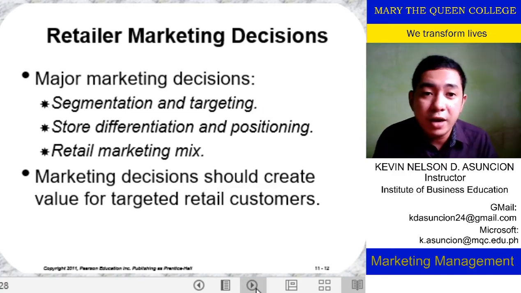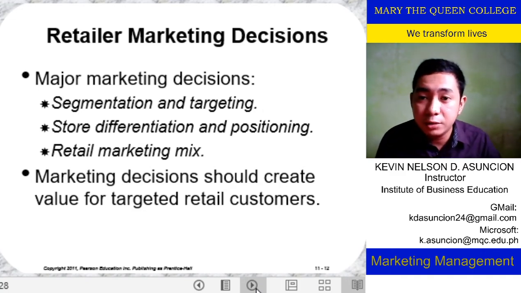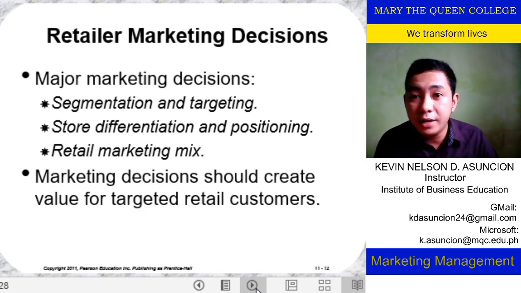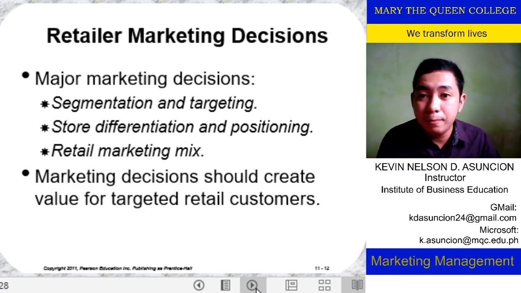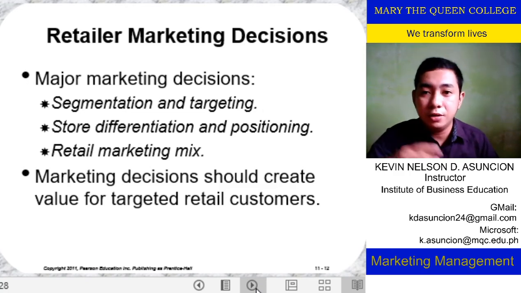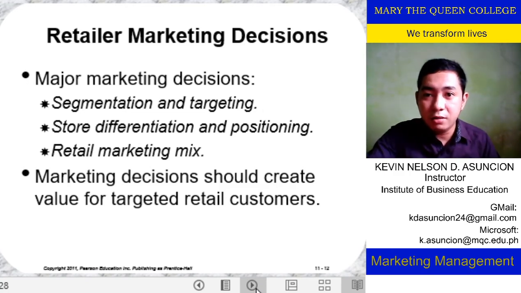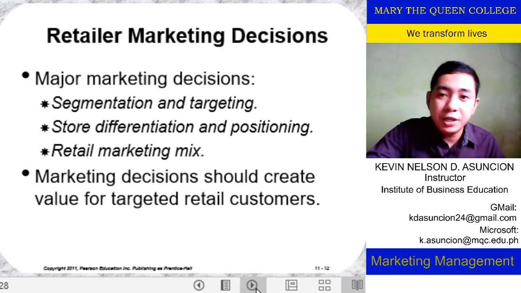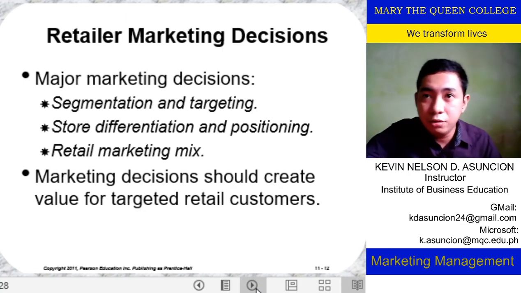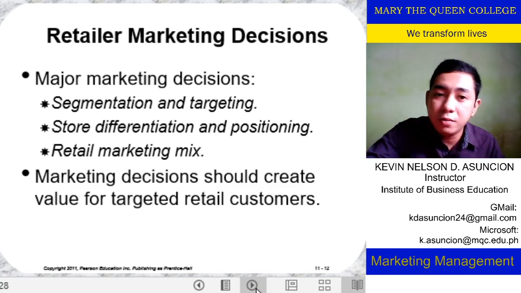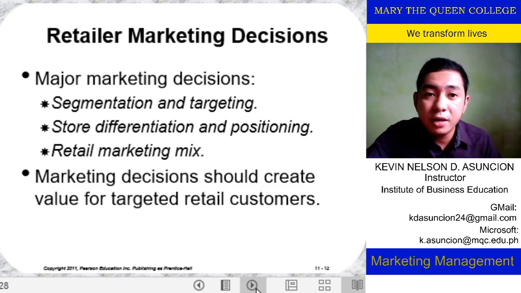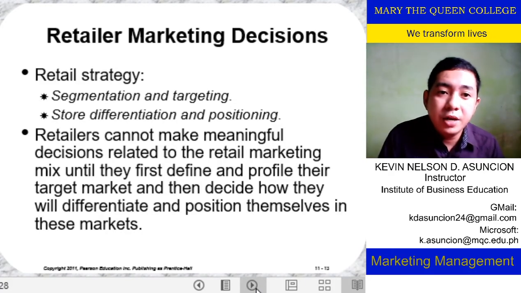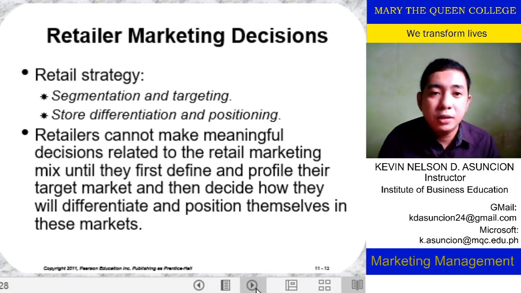And marketing decisions should create value for targeted retail consumers. So one of that value is the availability of your products, particularly in the geographical market and the demographic market wherein you have to pinpoint where it will be available based on your target market. So kung mas marami dyan sa lugar na yan, you make it available. So should you hire an agent, should you put up a store, or should you allow other companies to distribute your products, those are all part of the retail marketing decision. No? So your retail strategy must be in consonance with your segmentation and targeting and the differentiation and positioning strategy.